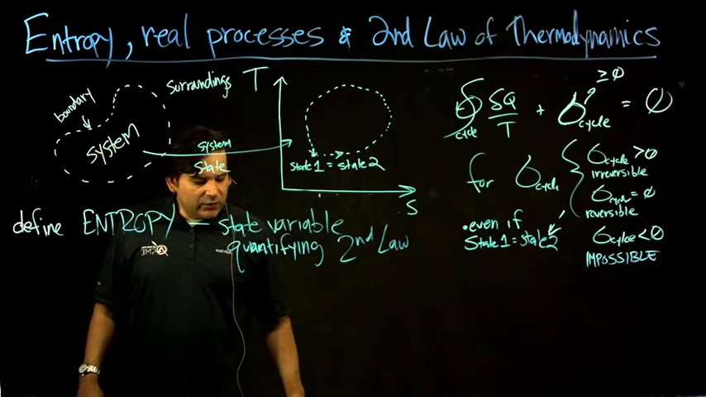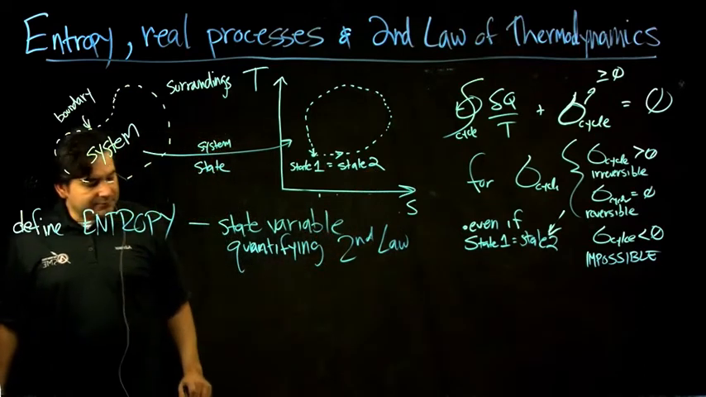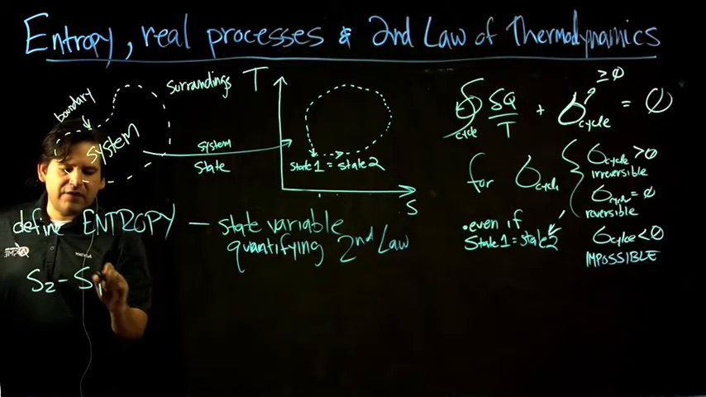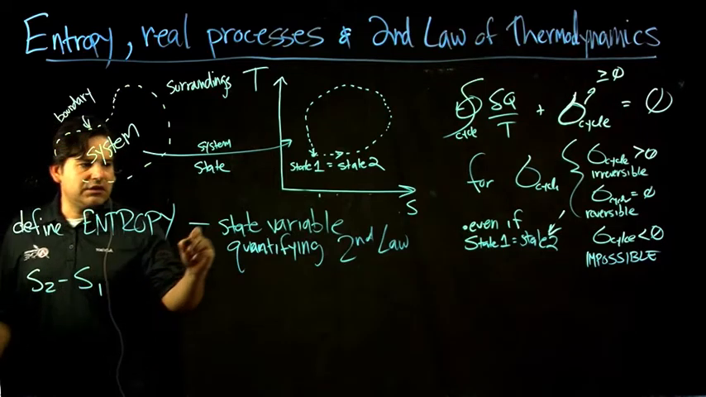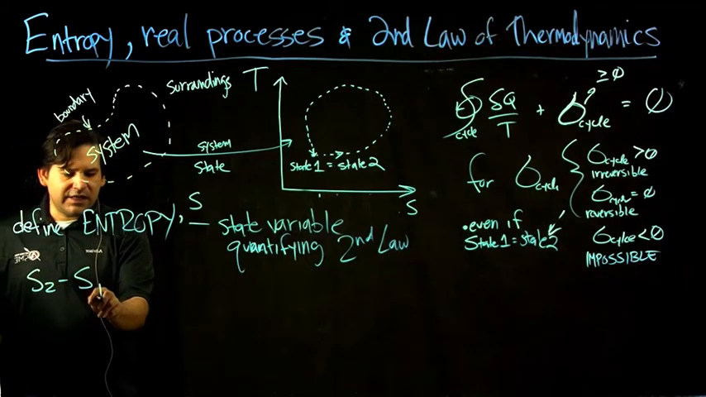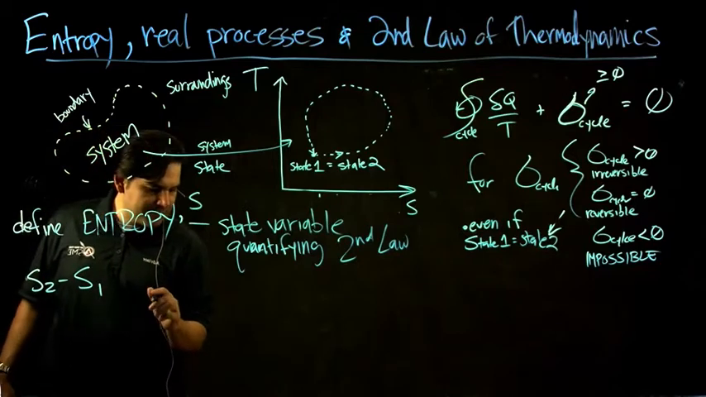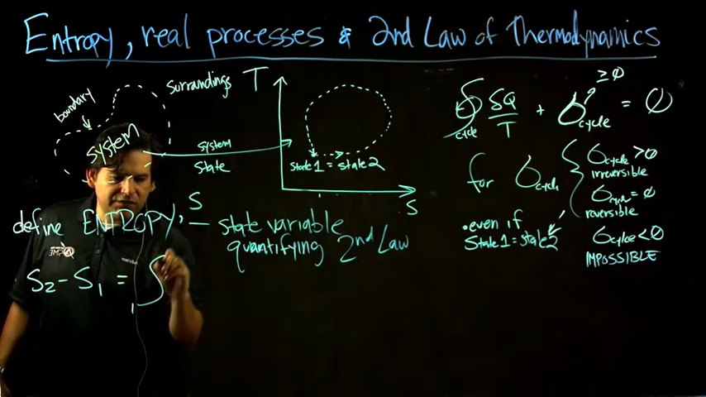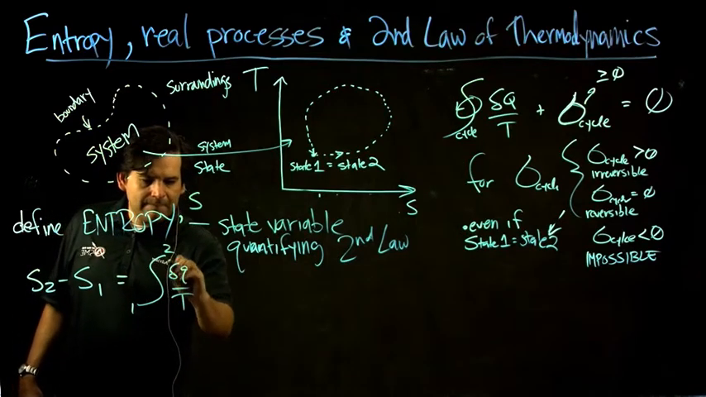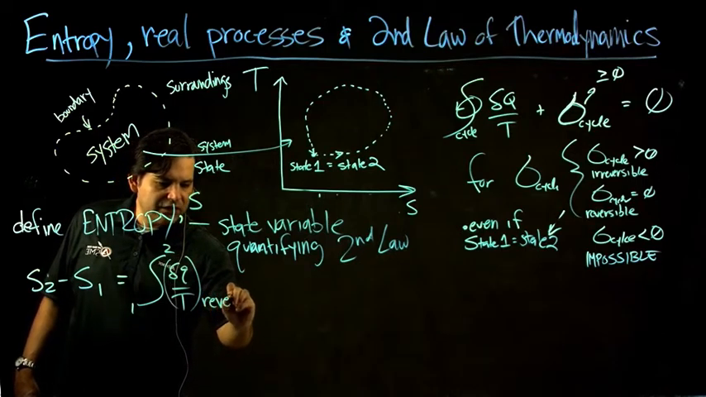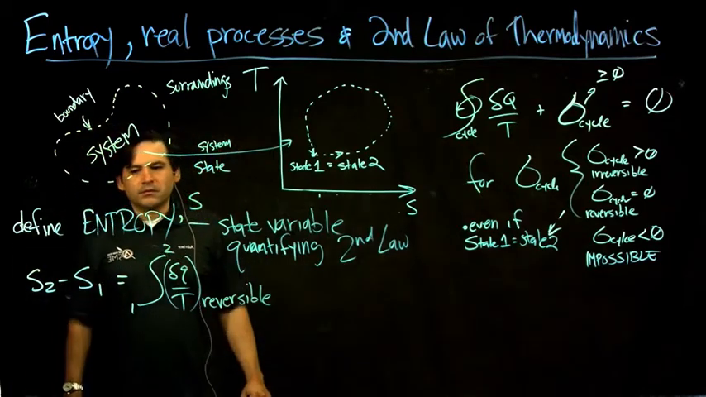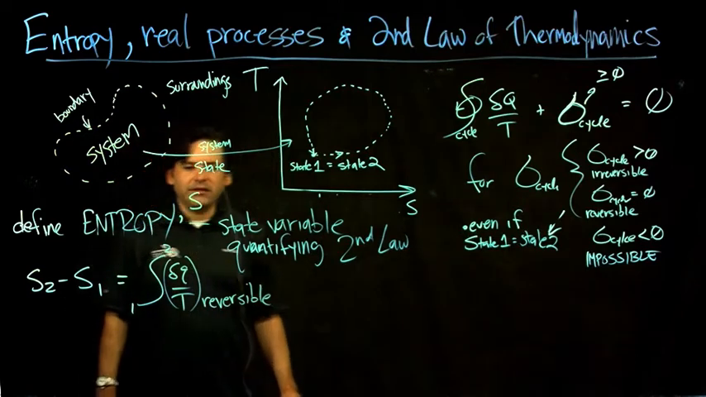So if we define entropy, we can use the Clausius inequality. One way to define entropy is saying that if you have a process going from state 1 to state 2, this is S, the entropy at the end minus the entropy at the beginning for a process equals an integral from state 1 to state 2 of some differential heat transfer, and it's only equal if this process is reversible. That's one way to define entropy.